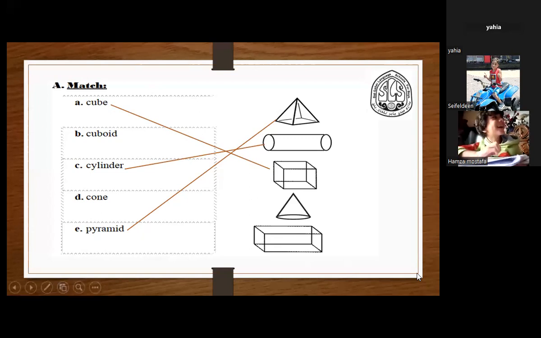Okay. Junior 2, all see the PowerPoint? All see this PowerPoint on your screen? Yes. Junior 2, everything is on the screen with him? Yes, please. Okay.